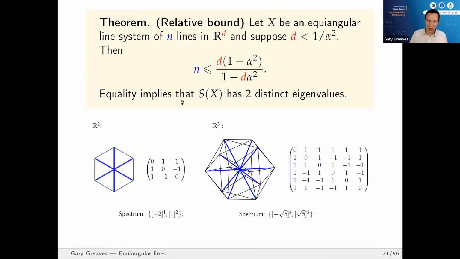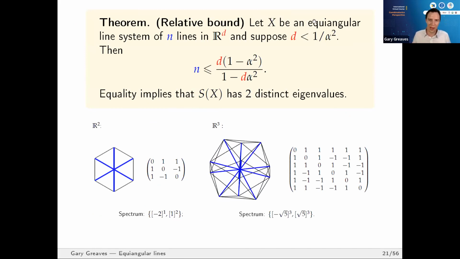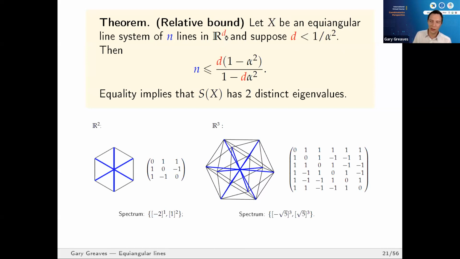So now I can tell you about another bound, a slightly more precise bound for the size of an equiangular line system. This is called the relative bound. So it's a bit stronger than the absolute bound because we also assume something about the common angle. So we have that X is an equiangular line system with n lines in d dimensions with common angle alpha.